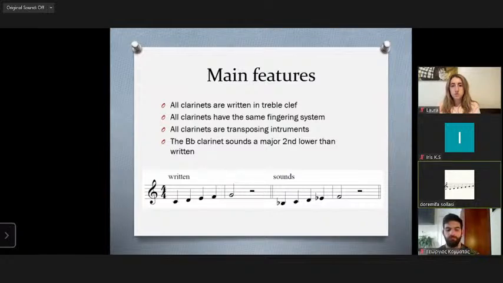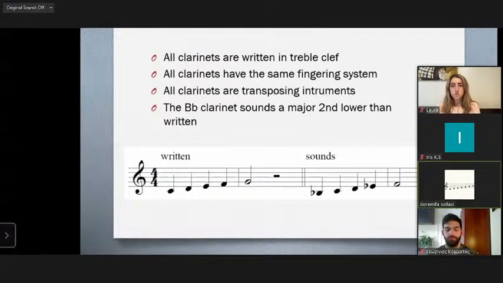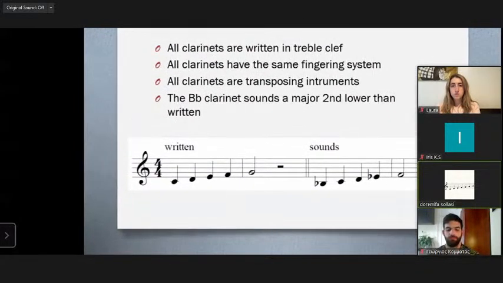So here we have an example. If a clarinet player sees this written passage, it will sound a major second lower. So it will sound this in B-flat major. So each note is a major second lower than written.